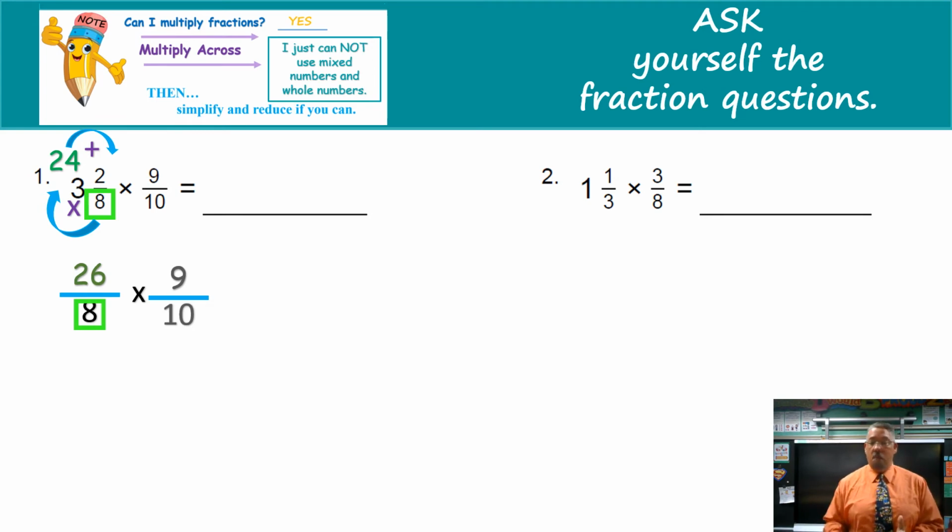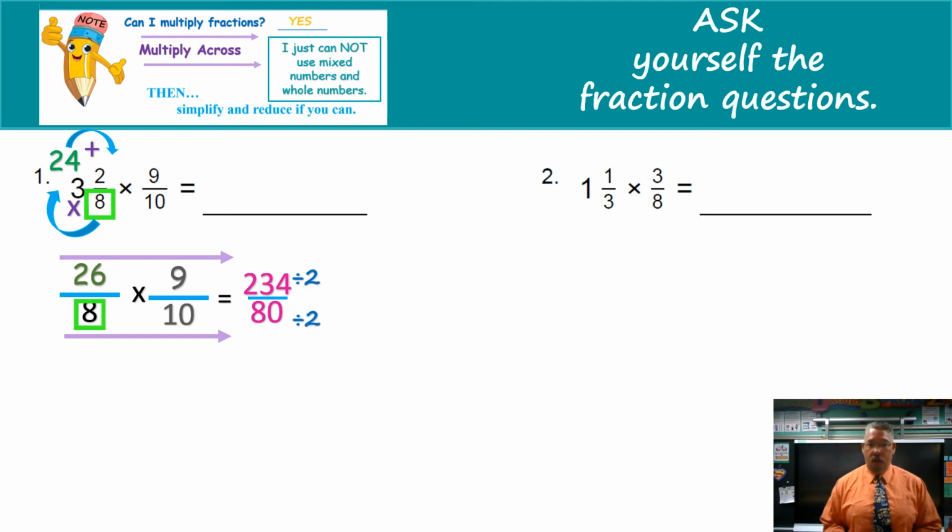Once I have the math problem in the correct form that I can do, I simply go back to my original steps. I'm going to multiply across, 26 times 9. 26 times 9 is 234. I don't know that automatically off the top of my head. I do it on my handy dandy calculator. 8 times 10 is 80. But now I have to simplify and convert if I can.